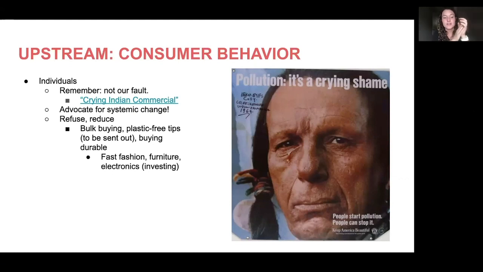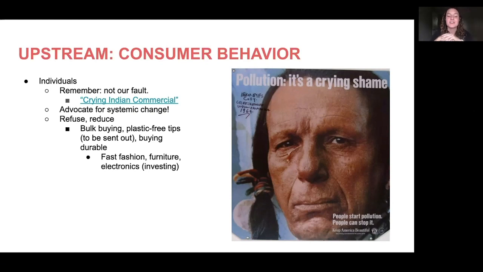Beyond that, on an individual level as a consumer, the main thing that you can do to contribute to the upstream solution is just reduce and refuse single-use items as much as you possibly can. Bulk buying is obviously huge here. This is a little complicated with COVID, as is the coffee mug thing.